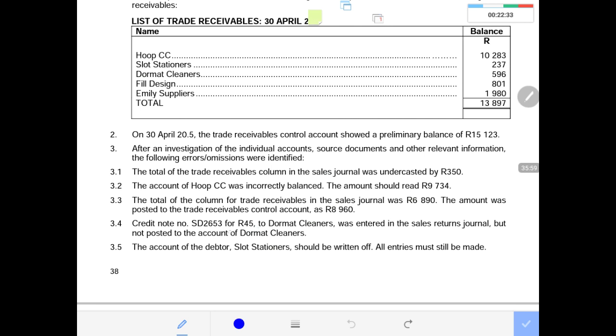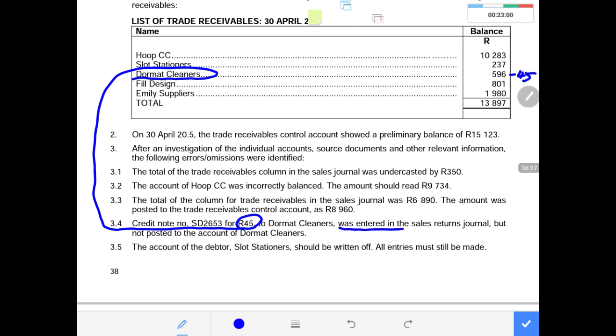Now it says credit note number, the number is given to us there, for how much? For 45 rand. To who? To Damat Cleaners. That means Damat Cleaners returned inventory back to us, and the value of the inventory that he returned is 45 rand. And we expect that his account must decrease by the amount of the inventory that he returned, which is 45 rand. It says it was entered in the sales return journal, but not posted to the account of Damat Traders.